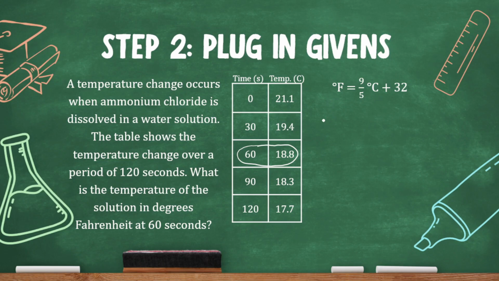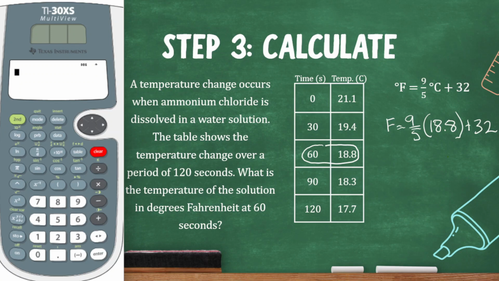So I'm going to go ahead and write down the formula, but instead of the C, I'm going to write 18.8. Now, since the 9/5 is next to the C, it means times. I'm going to show that with parentheses here, and then close the parentheses. There we go. So now that we have a calculation to make, let's use the calculator.